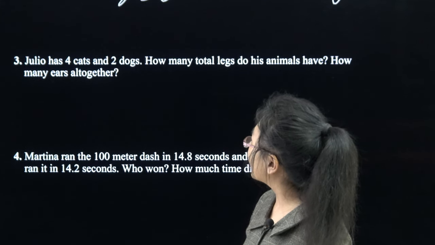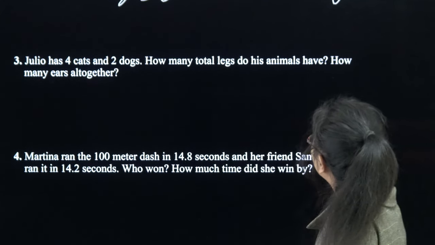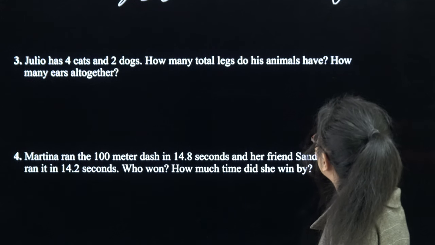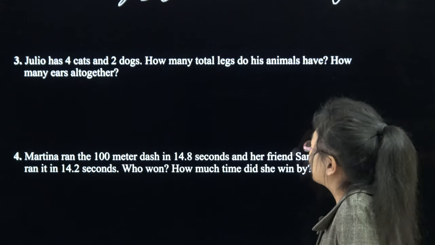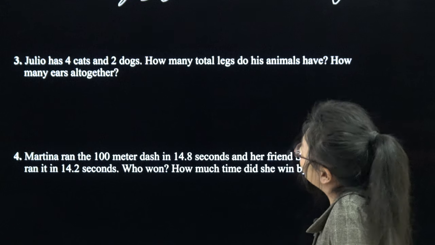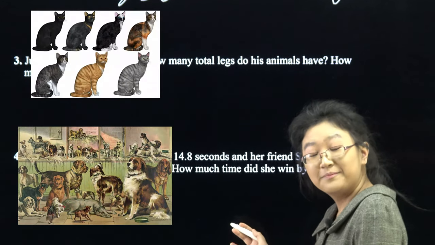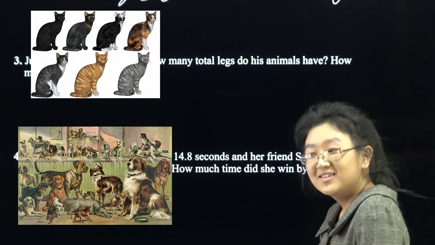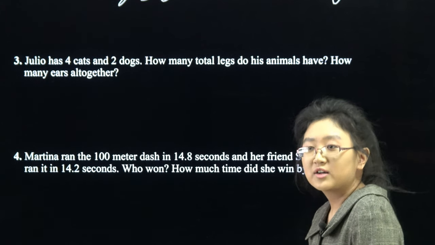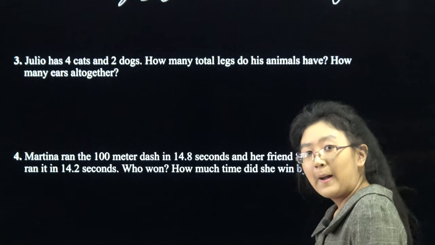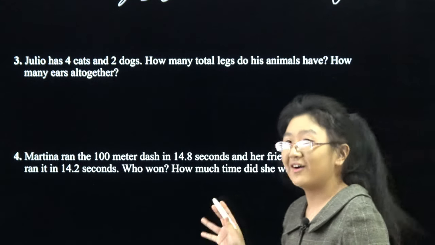Julio has four cats and two dogs. How many total legs do his animals have? That's a strange question. How many ears altogether? So usually, cats and dogs both have four legs. Of course, there are three-legged dogs, but we're going to assume that they all have four legs.